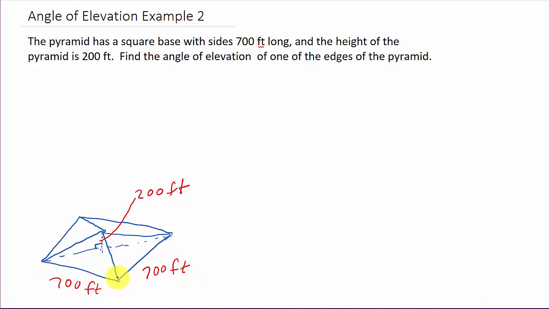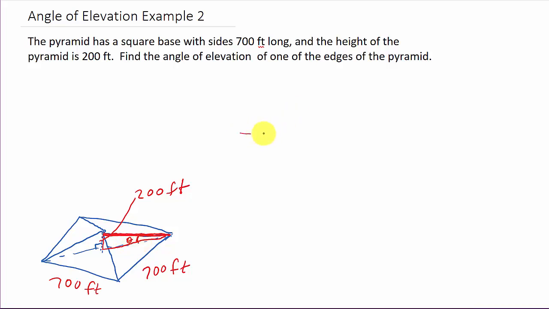They want us to find the angle of elevation of one of the edges of the pyramid. Alright, so what we're looking for is, they're not saying the side of the pyramid, they're saying the edge, which would be this part right here. Okay, we want that angle of elevation. And so if you look, you can see this triangle right here. Okay, you see that triangle? Go ahead and highlight that. Okay, and we're looking for this angle of elevation here, this theta.